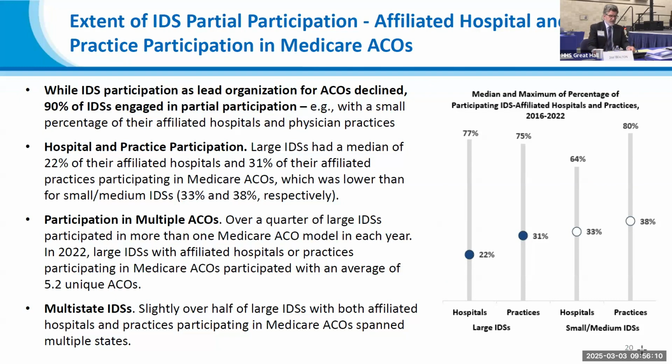This slide attempts to answer the second question. 90% of large and 70% of small Medicare integrated delivery systems had partially participated in alternative payment models each year of the analysis, 2016 through 2022. In those that participated, however, a relatively small proportion of the integrated delivery systems' hospitals and physicians participated. The graphic highlights the degree of penetration divided by large and small to medium integrated delivery systems. Other findings were noted that around 25% of large integrated delivery systems participated in more than one ACO, and around 50% of the large integrated delivery systems participating in Medicare ACOs spanned multiple states.